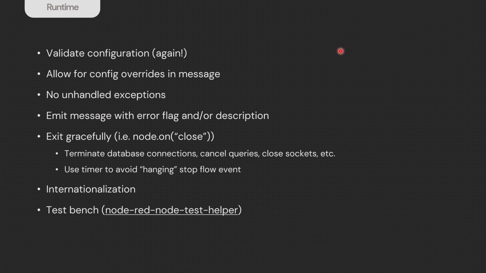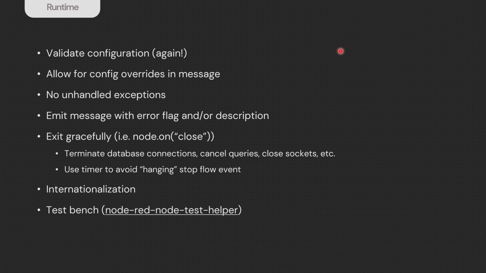The fifth point I want to make is to exit gracefully, meaning particularly if you have a configuration node, usually it's because you have to open a connection to a database or to a service somewhere. You have a socket open. If that's the case, obviously you should have a node on close listener and terminate things as appropriate. Like if it's a database connection, maybe cancel the query, then terminate the connection, close any open sockets that you might have.